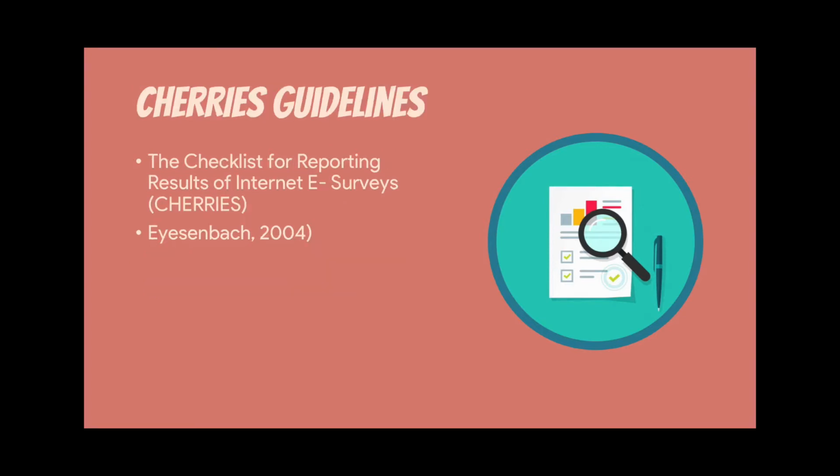So first we'll talk about the CHERRIES Guidelines. So what does CHERRIES mean in the context of internet research? CHERRIES means the Checklist for Reporting Results of Internet E-Surveys. And this was coined by Eysenbach in 2004 when online surveys were starting to become a thing.